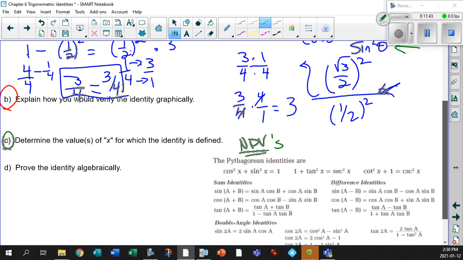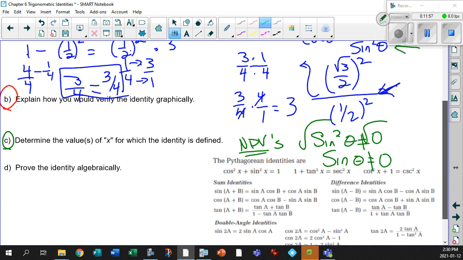Right there, there's the denominator in terms of a sine function. So you got to put down sine squared theta cannot equal 0. Square root, you find out that sine theta, we would normally put down plus or minus, but we don't have a plus or minus 0. So we just said sine cannot equal 0. That's what defines this. You cannot have a sine that's 0.